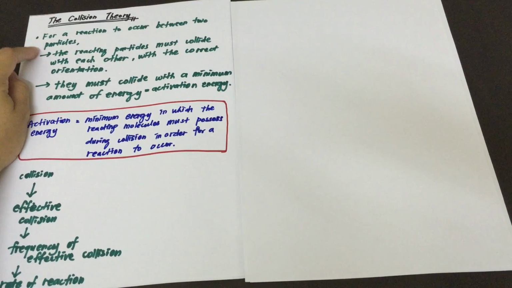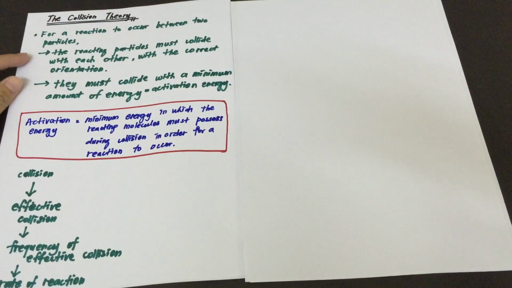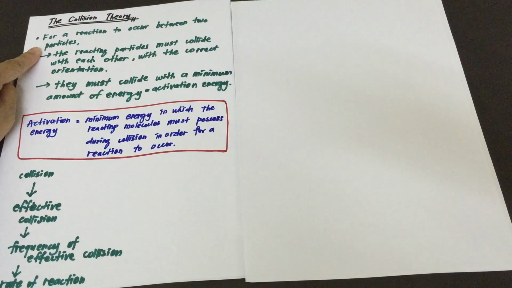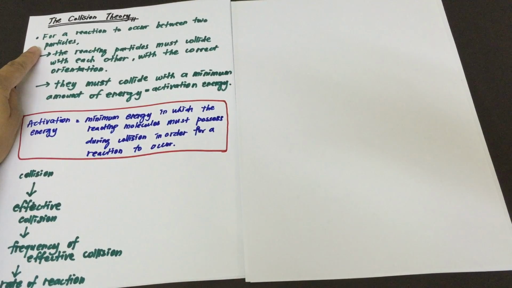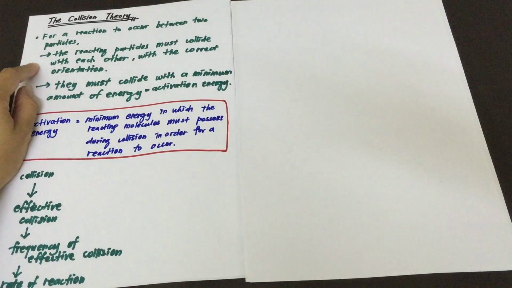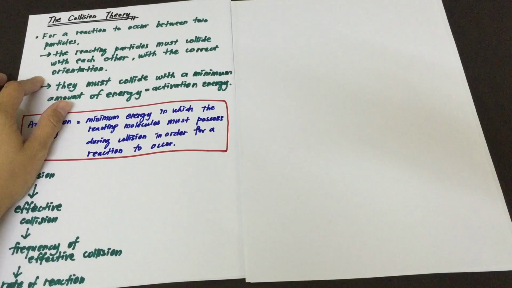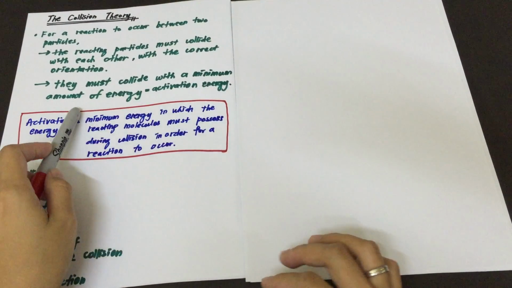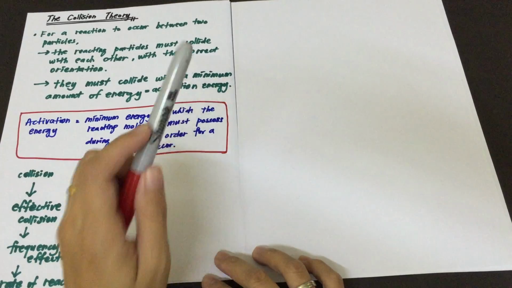Look at the collision theory. We must fulfill the 2 points which are very important in the collision theory. So what are they? For a reaction to occur between two particles, the reacting particles must collide with each other with the correct orientation, and they must also collide with a minimum energy called the activation energy.